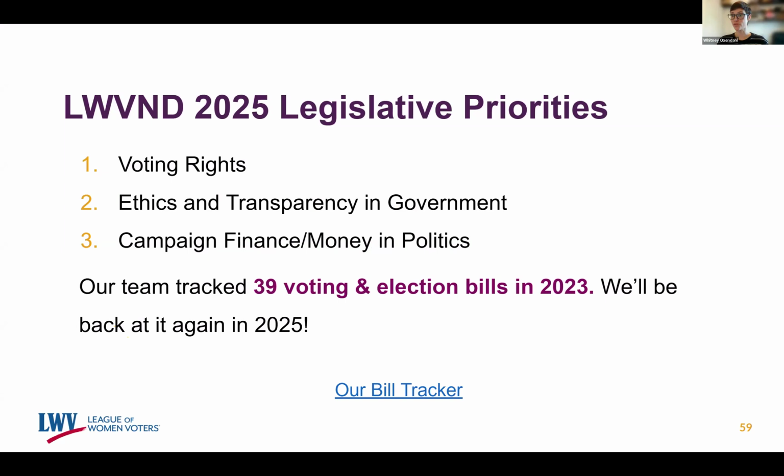Our legislative priorities for 2025 are voting rights, ethics and transparency in government, and then campaign finance or money in politics. So if a bill comes up, and usually there are voting and election related bills, we will be tracking it. We tracked 39 voting and election bills in 2023, and we will be back at it again this legislative session. And this link here will be to our bill tracker page. If you're interested in voting and democracy issues, that will be where you can find our priority bills and what's happening with them.